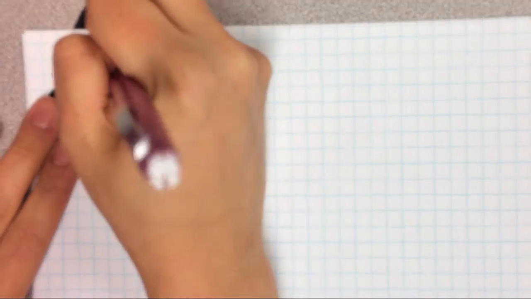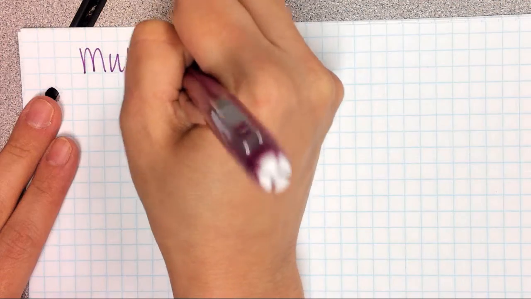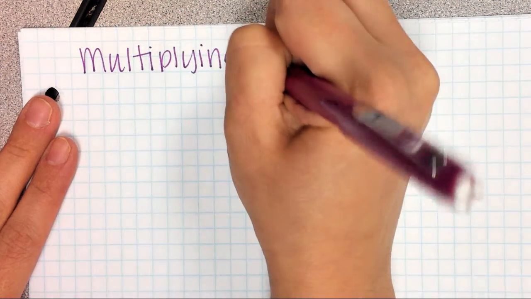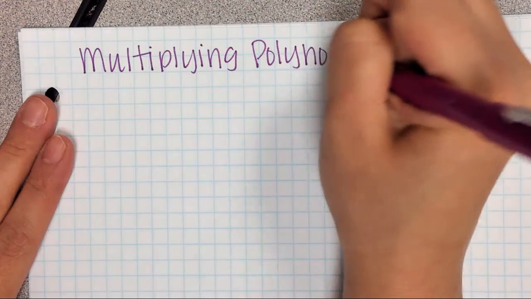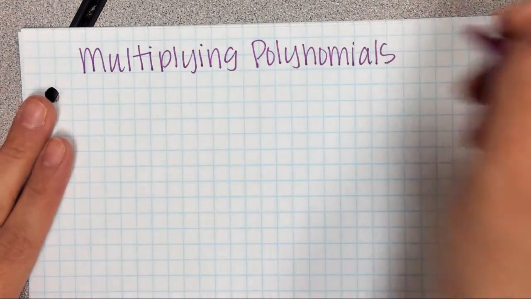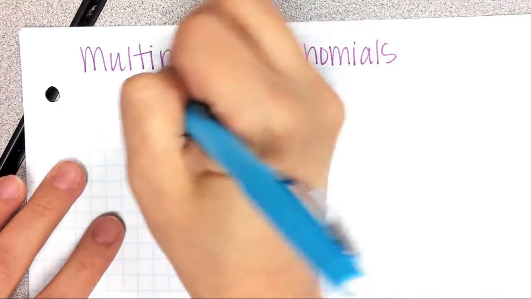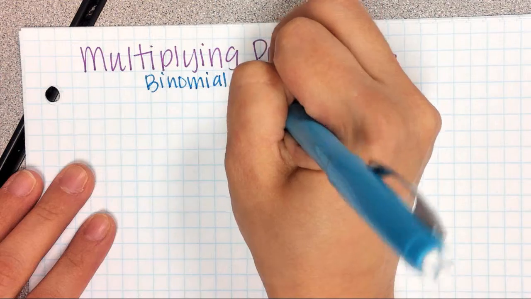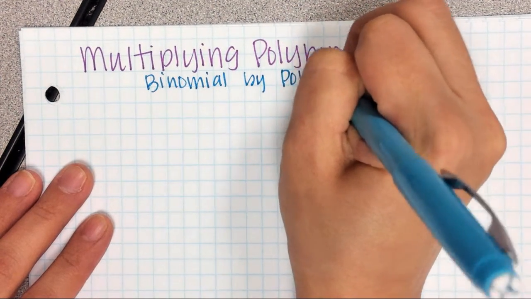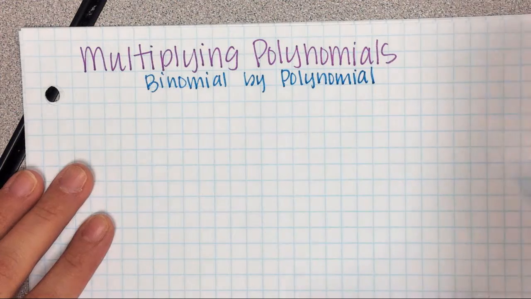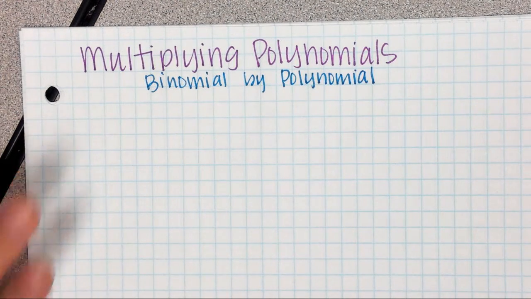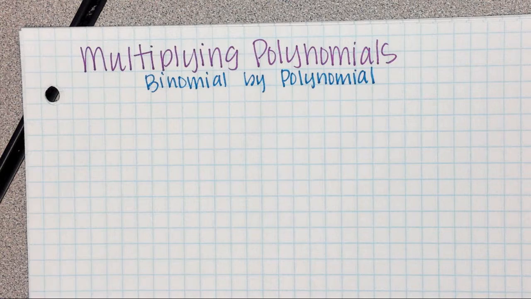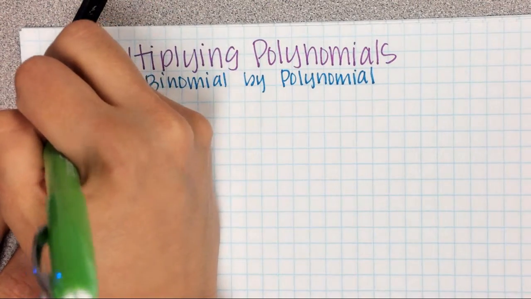Okay, today we are doing multiplying polynomials, this time a binomial by a polynomial. And to do this, you'll have to distribute each term in the first polynomial to each term in the second polynomial.